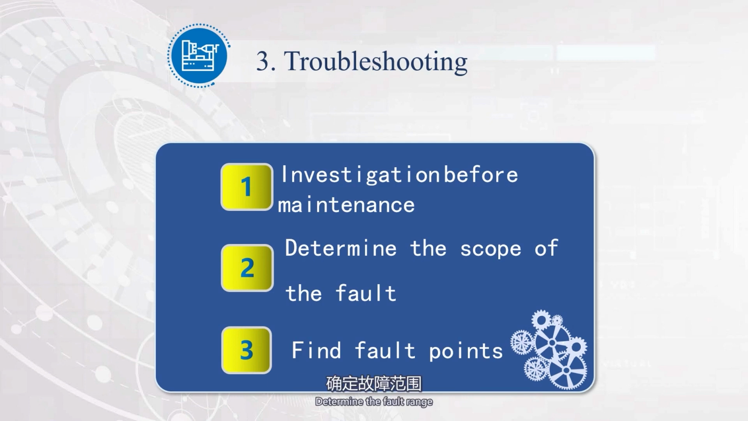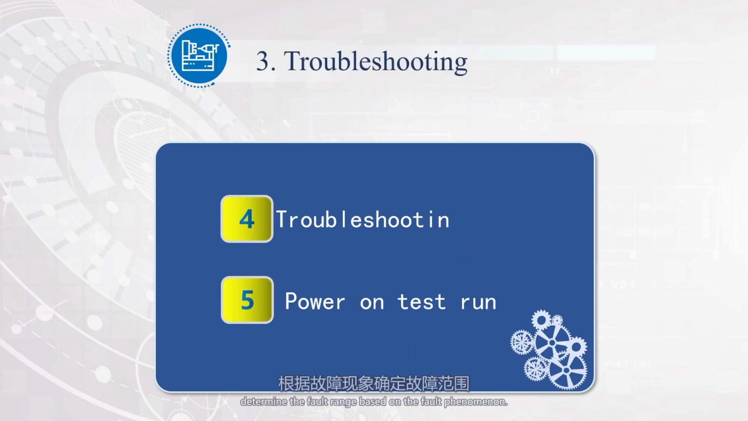2. Power on the test run and determine the fault range based on the fault phenomenon. 3. Search for fault points: use resistance or voltage methods to alternately detect within the fault range. 4. Troubleshooting. 5. Power on test run. 6. Repeat steps 2 to 5 above until all faults are resolved.